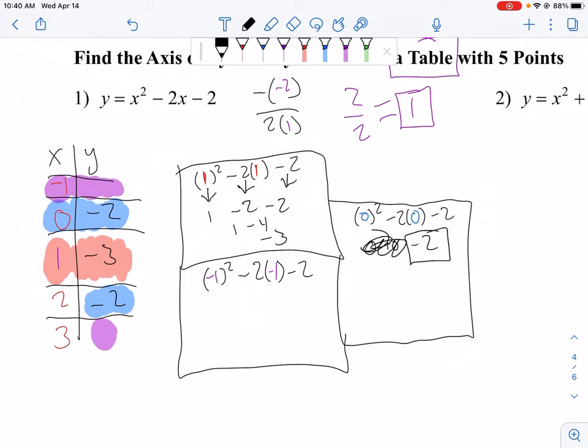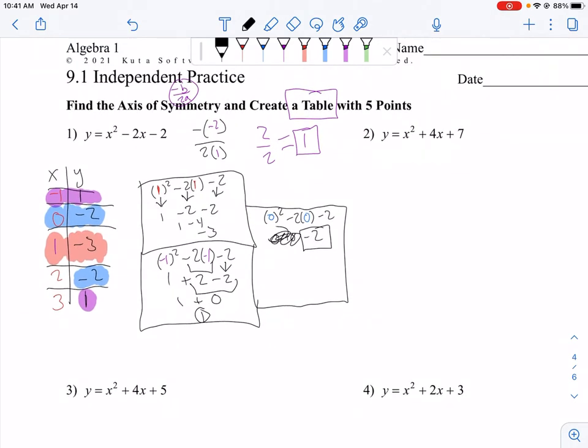And now let's do the -1. So -1 squared is 1. -2 times -1 is +2. And then I'm subtracting 2. So if I put these together, that makes 0. So 1 plus 0, which is 1. So when I plugged in a -1, I got out a +1. And that's how we fill out our table.